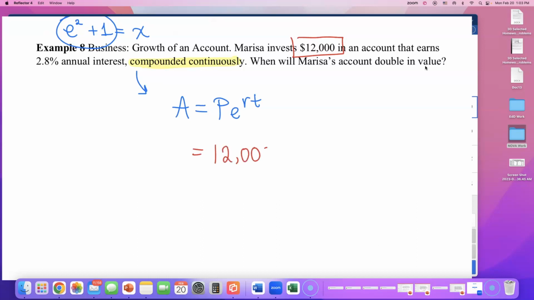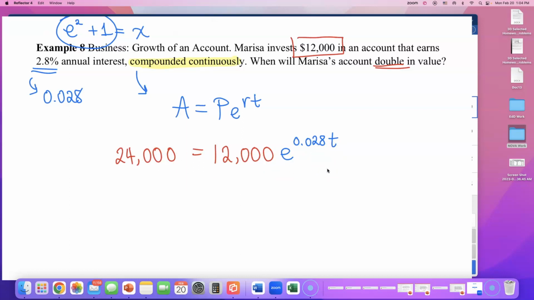So you'll put that as P. But what is going to be the A value, the ending amount, if she wants to double that? Well, that's got to be 24,000, right? Now let's see what else we can plug in. We have to keep that e, but the rate, they gave that to us as 2.8%, which in decimal is 0.028, but we do not know how long that will take. So you put t there. On the next page, I will show you the doubling time formula, but let's try to solve this for once.